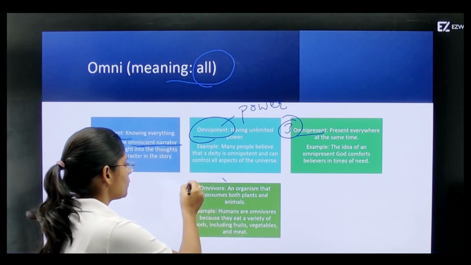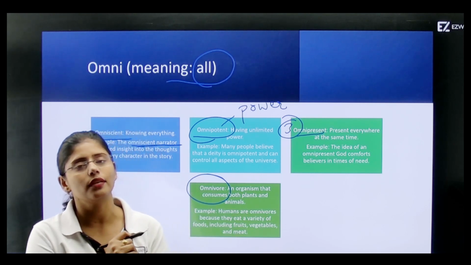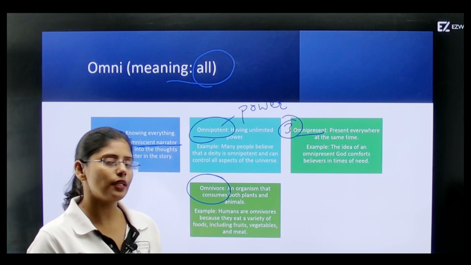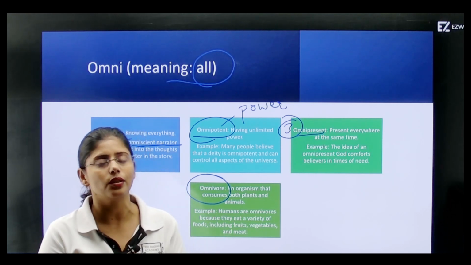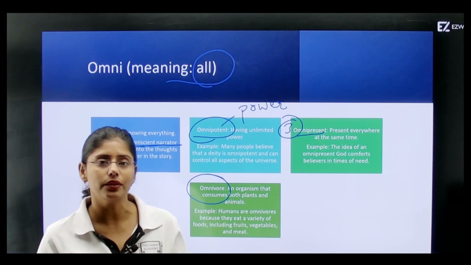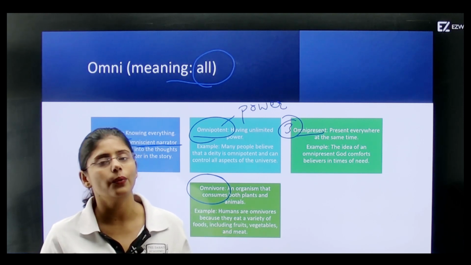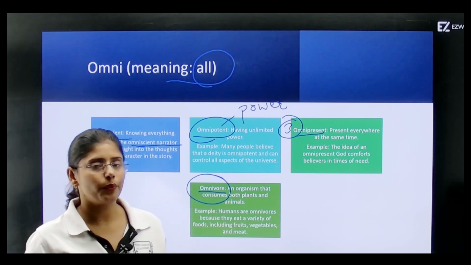Moving to the next word, that is omnivore. You must have heard this term in science where we talk about food habits. There is one type of animal that is a carnivore, and others are herbivores. Carnivore means the one who feeds on animals or eats flesh. On the other hand, herbivore means the one who eats plants. But omnivore means, omni means all and vor refers to the food habit.